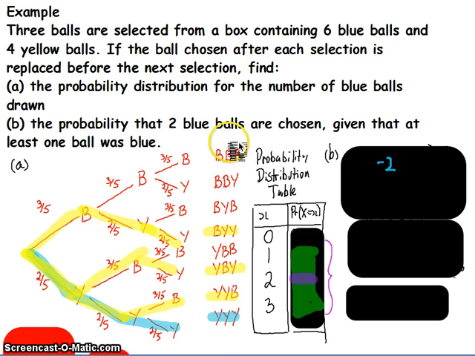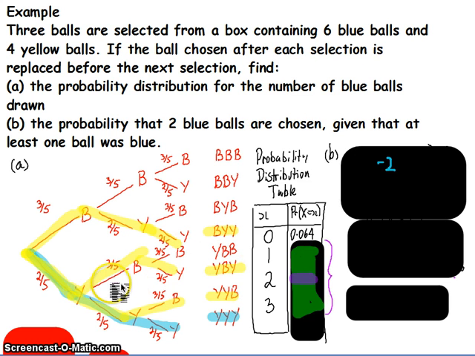Here we've got our possible outcomes: blue, blue, blue, blue, blue, yellow, blue, and so on. Now we're looking at the probability distribution for the number of blue balls drawn. So there's either 0, 1, 2 or 3. For the first probability, 0, this is the yellow path here, that's going to give us yellow, yellow, yellow, which is 2/5 times 2/5 times 2/5, which gives us 0.064.